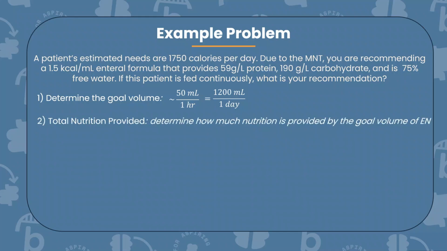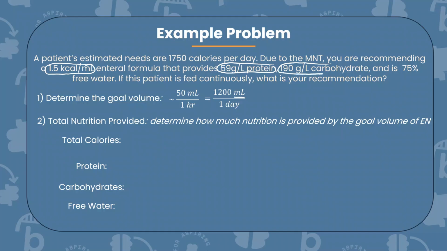The next thing that we needed to do then was to determine the total nutrition provided. So that means we want to figure out how many calories, how many grams of protein and carbohydrates, and how much free water is administered to the patient from this tube feed. So when we look at the givens, we're told the milliliters and kilocalories equivalent statement that we used in step one. But when we're given the amount of protein, it's given per liter. So we're going to have a problem that this is in milliliters. We'll have to convert milliliters into liters to do that. Same thing with our carbohydrates, 190 grams per liter. But we're giving more than 1 liter. We're giving 1.2 liters. We're giving 1,200 milliliters.